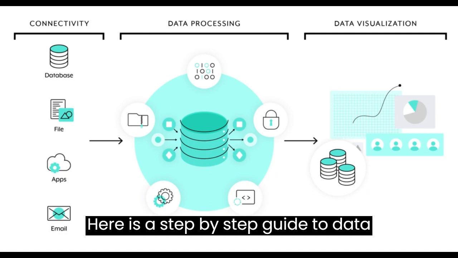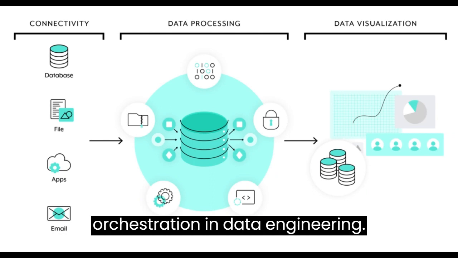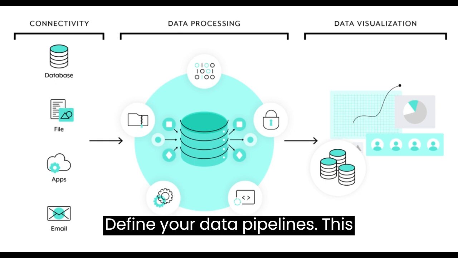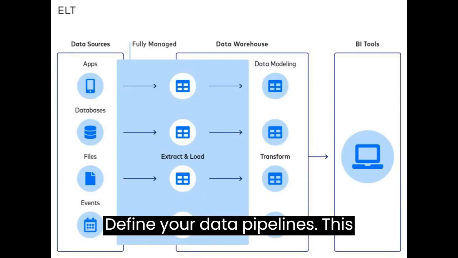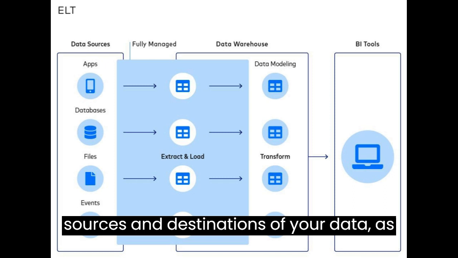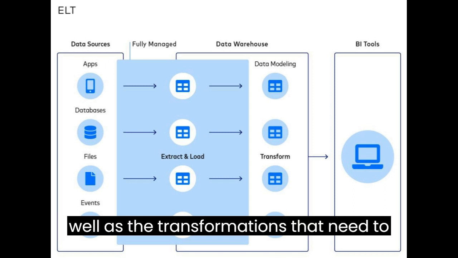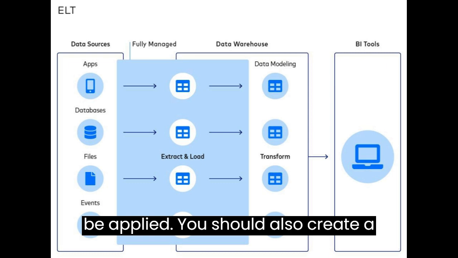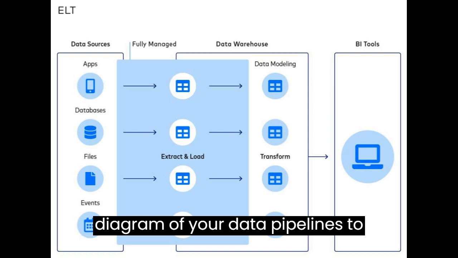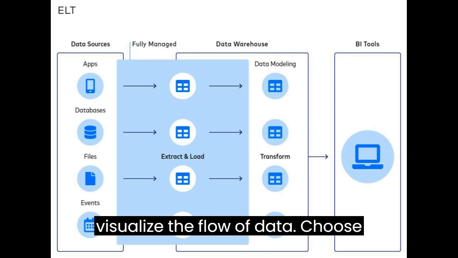Here is a step-by-step guide to data orchestration in data engineering. Define your data pipelines. This involves identifying the different sources and destinations of your data, as well as the transformations that need to be applied. You should also create a diagram of your data pipelines to visualize the flow of data.